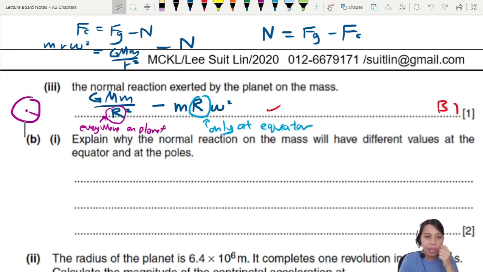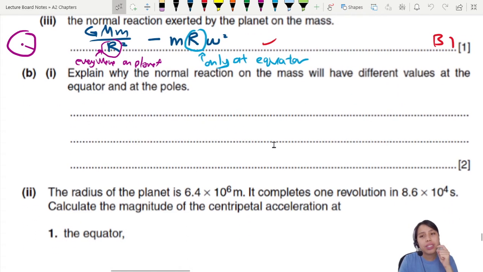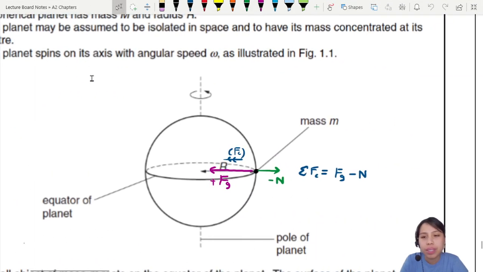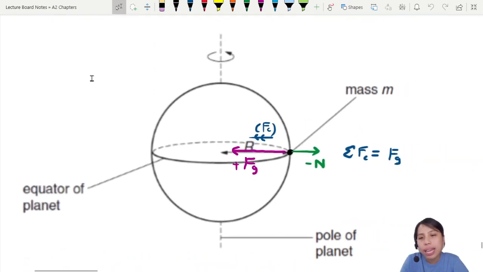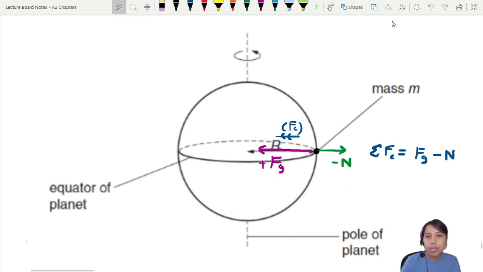So here comes the tricky part on part B. Explain why the normal reaction on the mass has different values when you're at the equator versus when you're at the poles. Let's go back to the picture and see. Why is normal reaction different in the first place? When you are at the equator, you have this value, right? If you are at the pole, let's say the North Pole, I put a little dot there. You have Fg pulling you down, yes. You have normal contact force, yes.